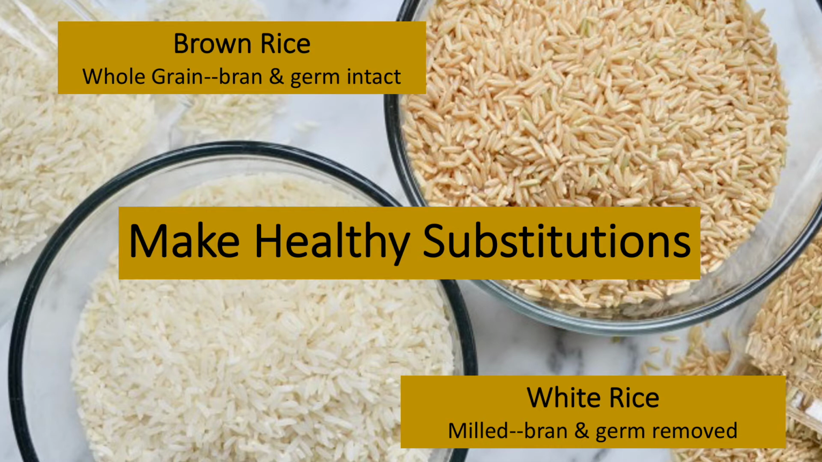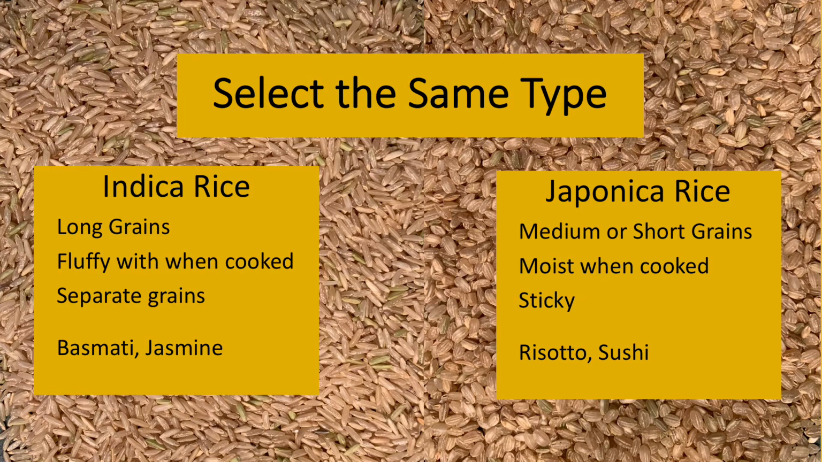For healthier meals, it's simple to make substitutions. For example, you can use brown rice when a recipe calls for white rice. Just select the same type of brown rice for the recipe, indica or japonica, long grain that cooks up fluffy, or medium or short grain, which cooks up stickier. As you can see here, both are available as brown rice.